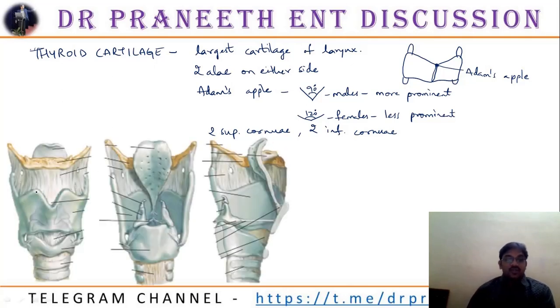If you see, these are the two alae of the thyroid, fused in the midline. This is the Adam's apple, and you can see the superior cornua here on either side and the inferior cornua over here on either side. The inferior cornua will attach to the cricoid to form the cricothyroid joint. If you see posteriorly, it is not forming a complete circle, right? From lateral, if you see the attachments of the thyroid cartilage, here you can see the epiglottis attachment and vocal cord attachment.